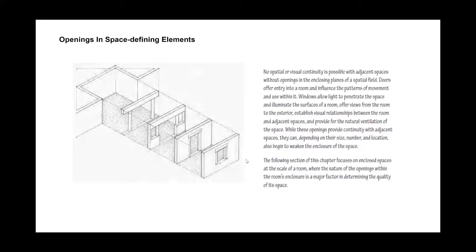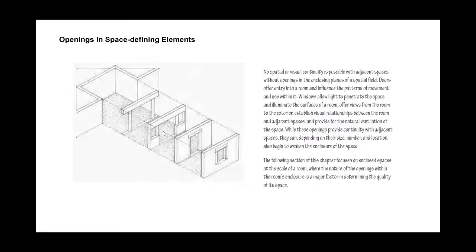There is no spatial or visual continuity possible with adjacent spaces without openings, in the enclosing of space planes on a spatial field. So doors offer entry into a room. Same with windows, and these are the prominent elements that allow continuity or visual adjacency from one room to the other. It establishes the relationship between the room and the space beside it.